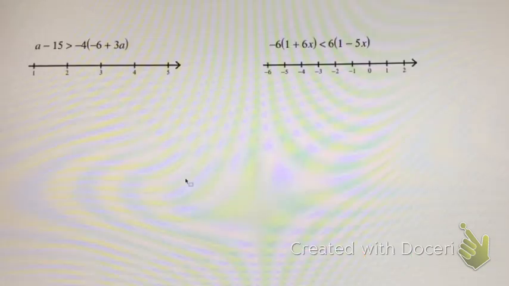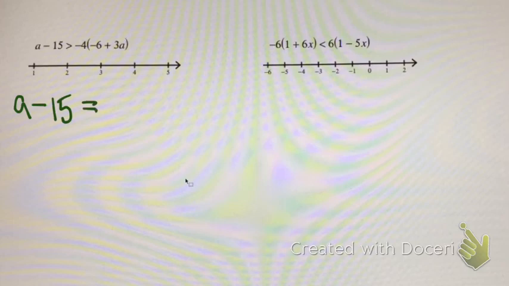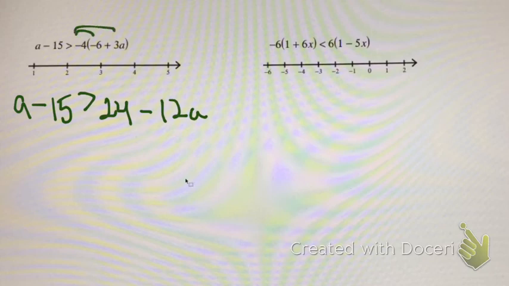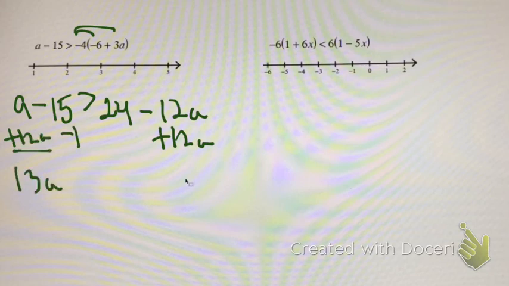This video is getting long, so I'm going to wrap this one up here. Same exact stuff, just a little more solving action. So a minus 15, oops, greater than 24 minus 12a. I'm doing the distribution a little bit more in my head mentally now as we get a little faster at this. And let's see, what have I got? I'm going to add 12a to both sides. That gets me 13a. I'm going to take away 15 from both sides. 24 minus 15, what do I actually get there?